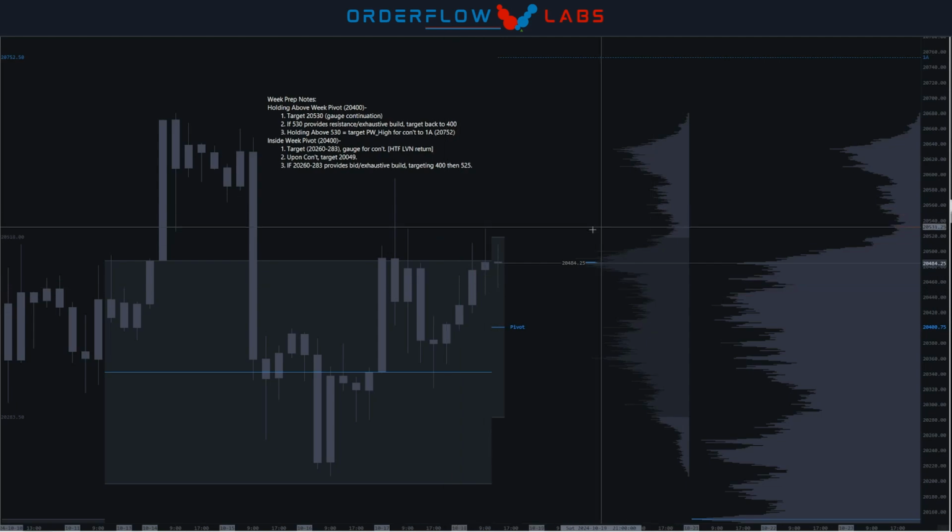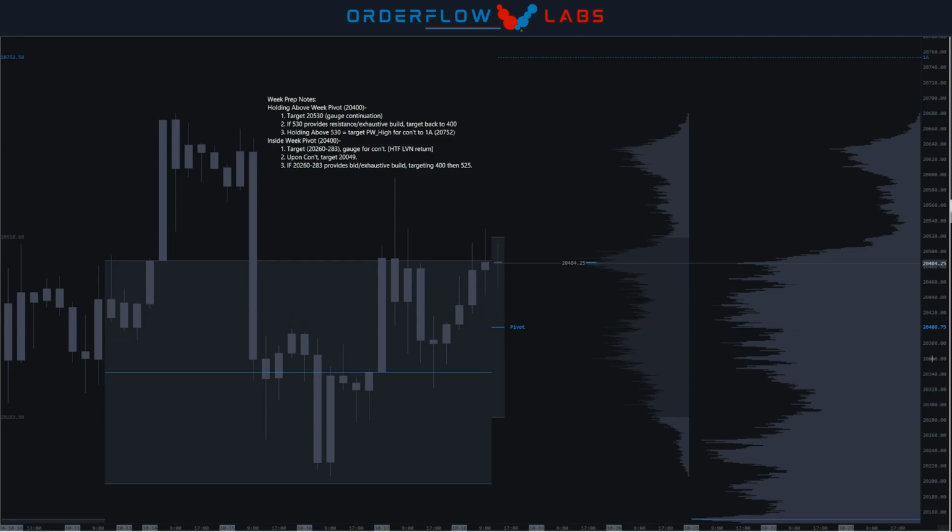As long as we're holding weekly pivot or above it, then I want to gauge the activity up here, the 530s. If we get an exhaustive look, push back down into prior distribution, then I want to see us push back into the weekly pivot 400 to gauge for continuation. Holding above this 530, then I want to target first the previous week's high en route to the 1A, which is up at 20,752.